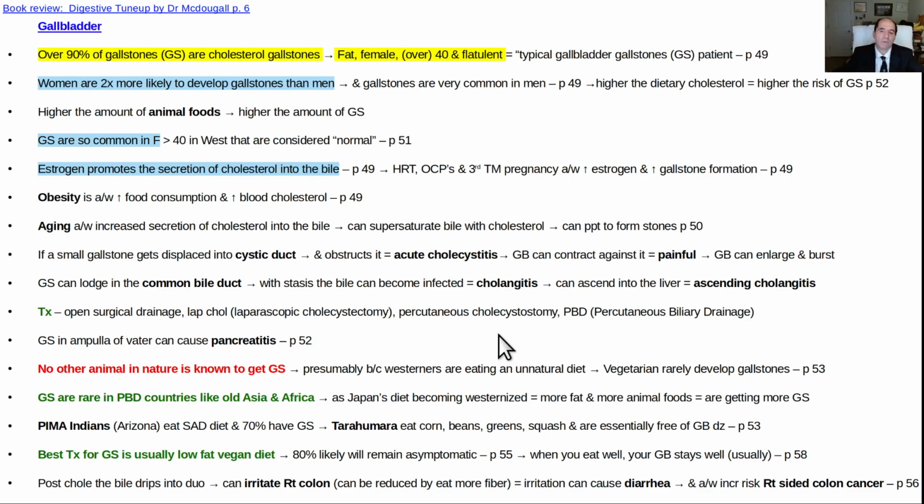So the bottom line of all this talk is people who eat high-fat diets get more gallstones. Women have it a little worse than men do. And the smart move is eat a low-fat diet, a plant-based diet, and you'll be unlikely to ever have problems with all this stuff. And even if you already have problems with it, if you do that, you'll be less likely to progress.